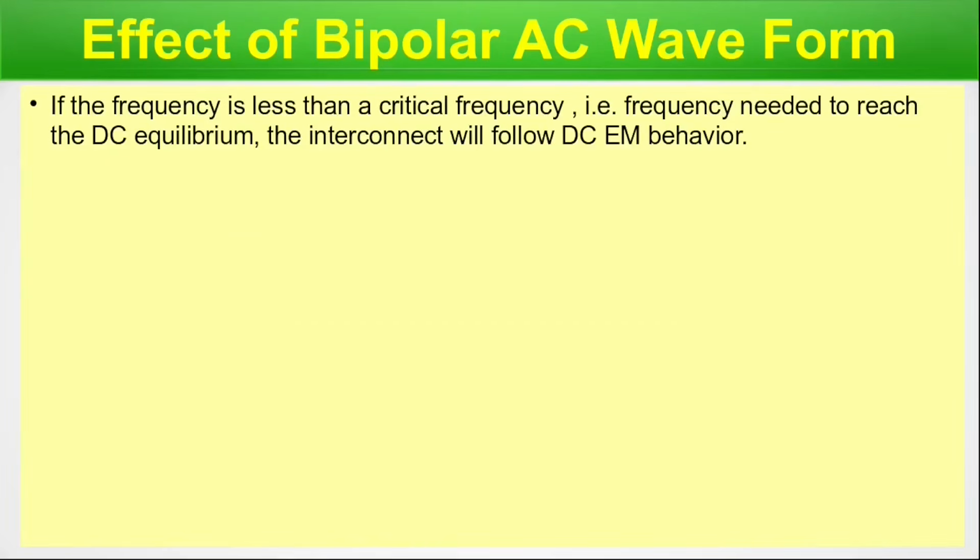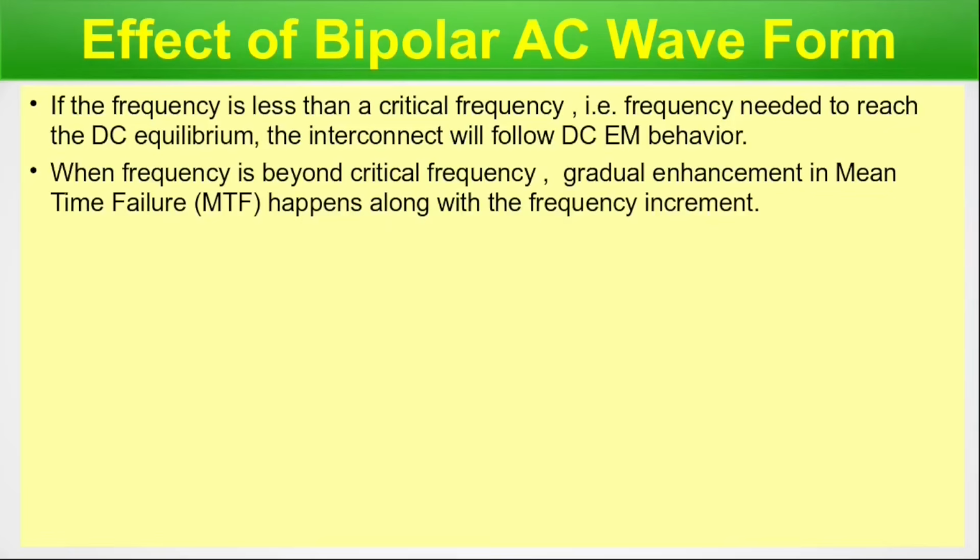If the frequency is less than a critical frequency, that is, the frequency needs to reach the DC equilibrium, the interconnect will follow DC-EM behavior. This is the condition for the bipolar AC waveform, where we have the AC swing on both sides of the y=0 axis. And here comes a term that is never heard before in the discussion of electromigration. That is a critical frequency.